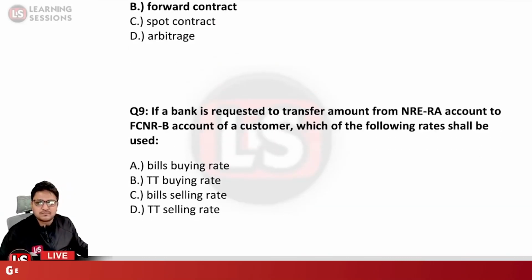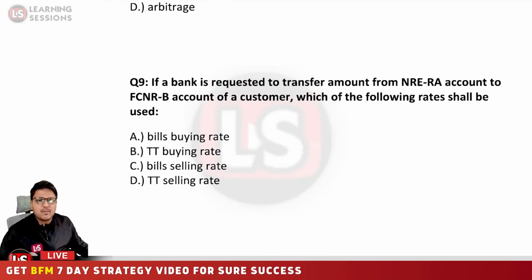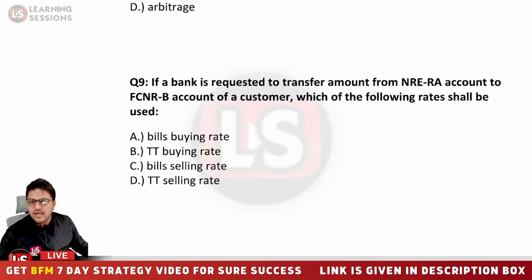Next question says: if a bank is requested to transfer an amount from an NRE rupee account, non-resident external rupee account, to the FCNR bank account, that is foreign currency non-resident bank account, of a customer, which of the following rates shall be used? Bills buying rate, TT buying rate, bills selling rate, TT selling rate. What would be the answer? Try to understand the question first of all, and kindly answer at the earliest.